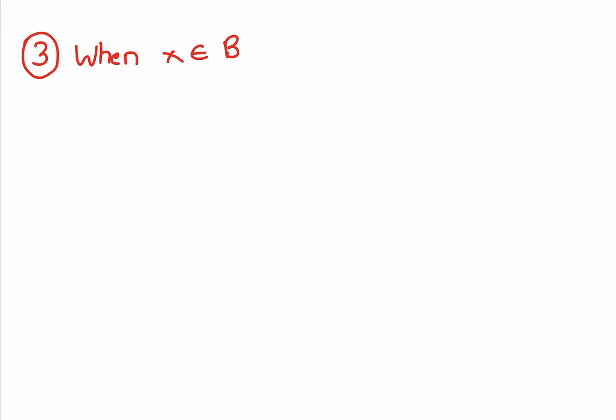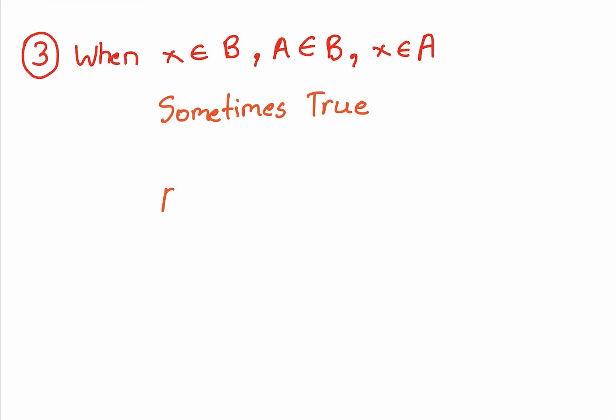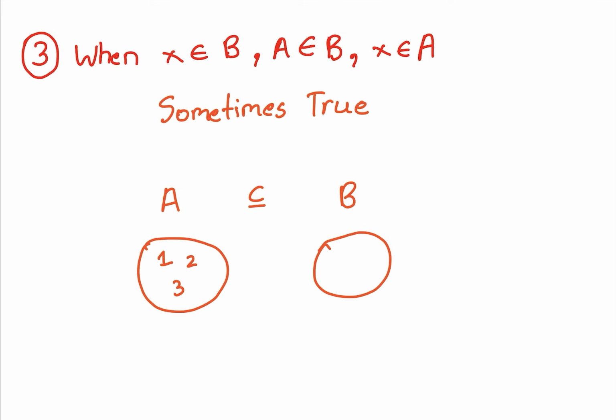Number 3. When X is an element of set B and A is a subset of B, then X is an element of A. Pause here to answer. This one is sometimes true, and it can be better explained by drawing it out. So let's draw Venn diagrams for set A in set B. Now, we know that A is a subset of B, so let's give A elements 1, 2, and 3, and B elements 1, 2, 3, and 4.